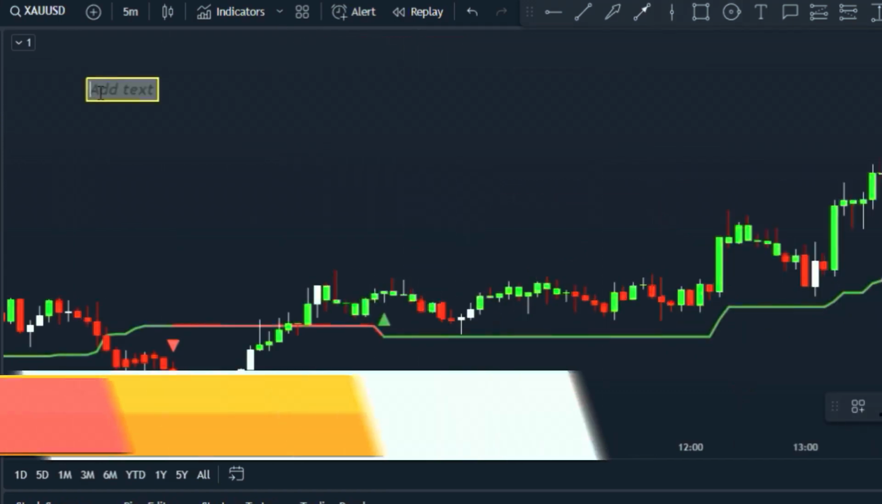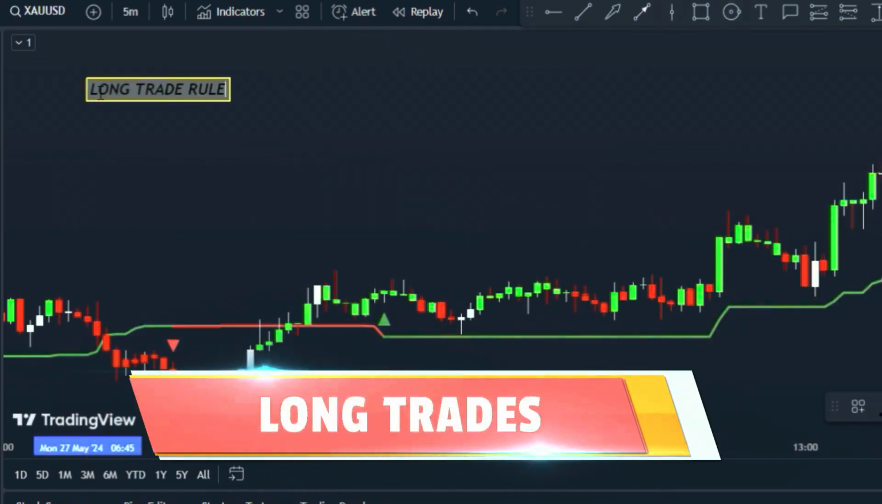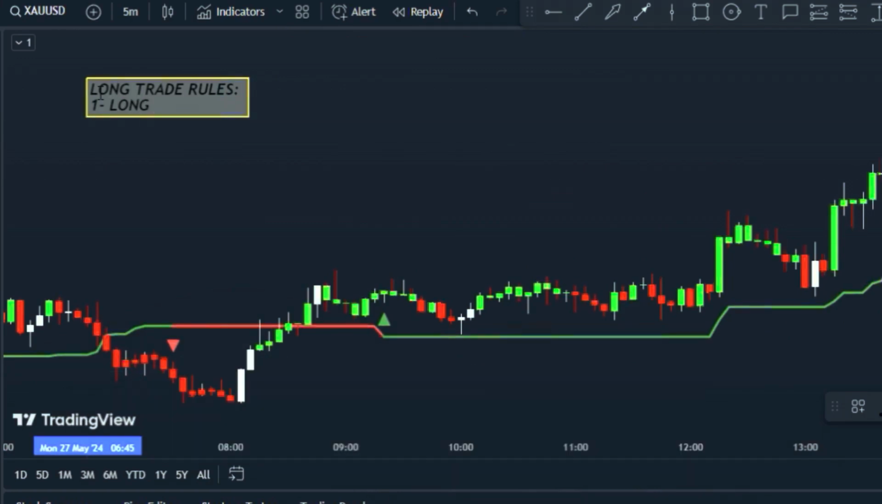Now let's run through the rules for long trades. First, we need a green triangle below a candle. That's the Balance Algo signaling a potential buying opportunity.